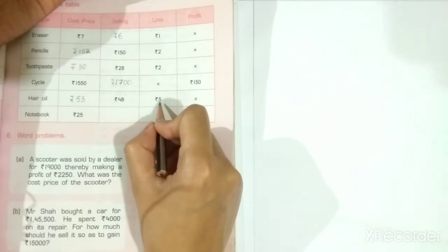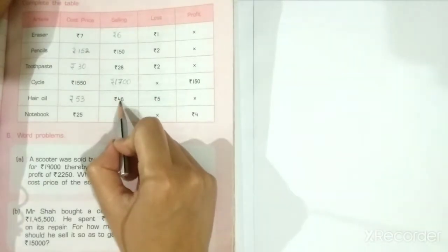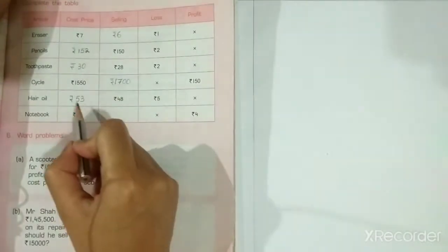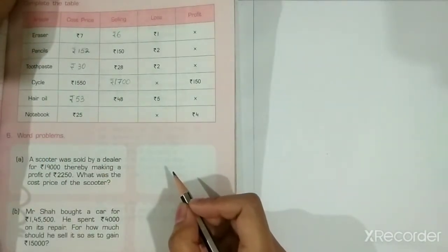Cost price minus loss is the selling price and selling price plus loss is the cost price. These are the formulas.